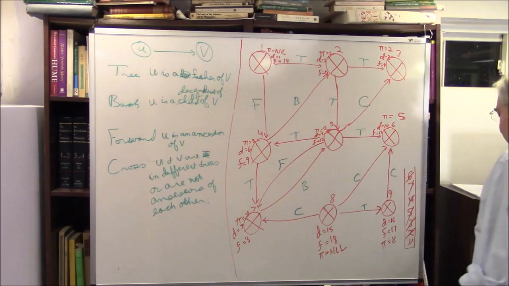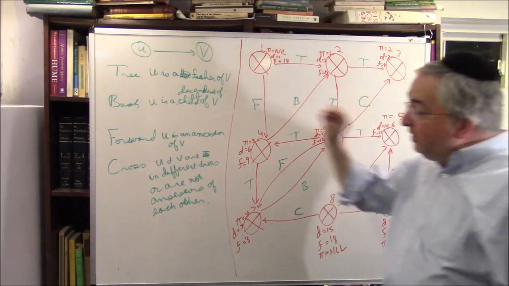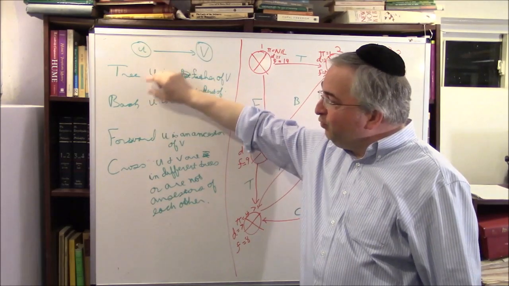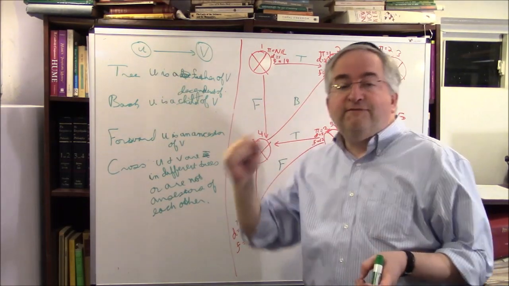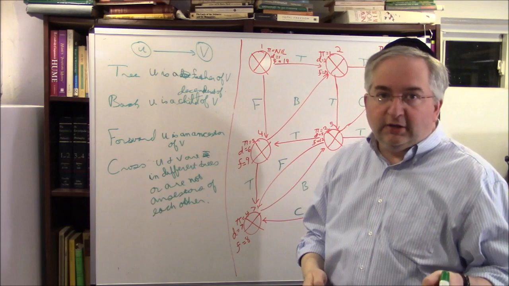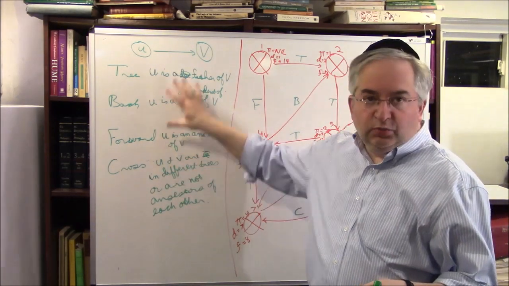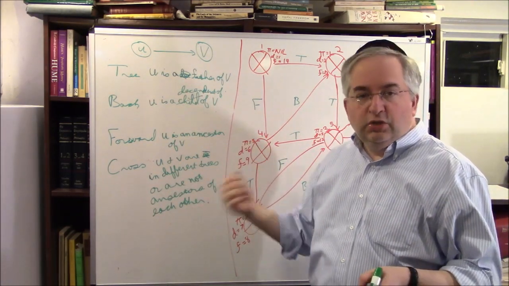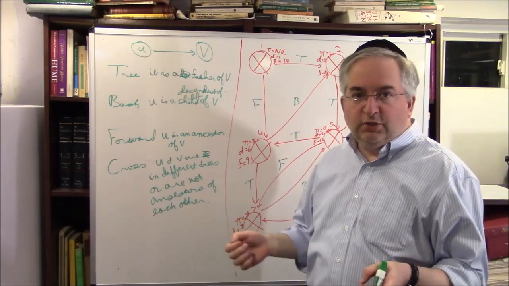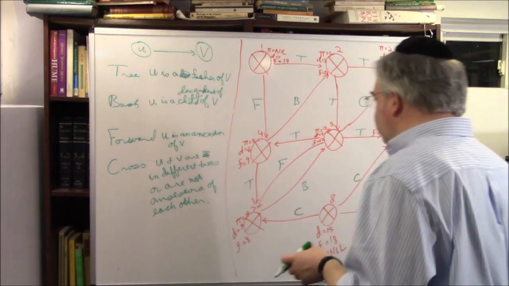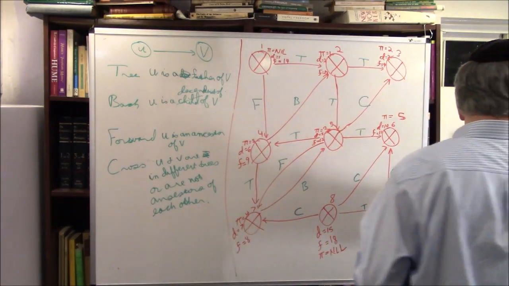And I think I have all the information. The book gives exact definitions of when, in terms of discovery time and final time, how these things work. But I gave you a good intuition. You just have to see that the book's definition matches up. So that takes care of that. Okay? So this is very nice.